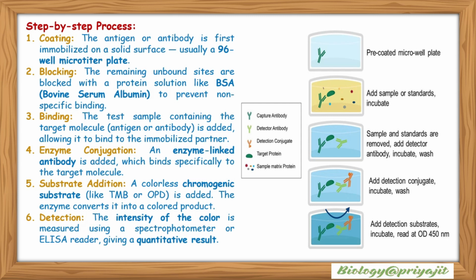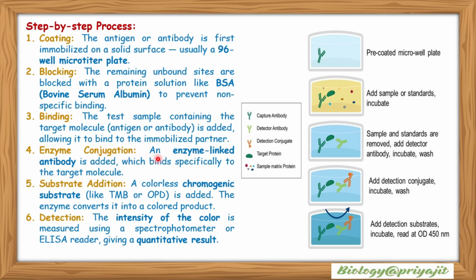Now, firstly, we should know the basic step-by-step process of the ELISA. First step is the coating. The antigen or antibody is first immobilized on a solid surface, usually a 96-well microtiter plate. Blocking: the remaining unbound sites are then blocked with a protein solution like bovine serum albumin or BSA to prevent non-specific binding. Then binding: the test sample containing the target molecule, whether it is antigen or antibody, is added, allowing it to bind to the immobilized partner.